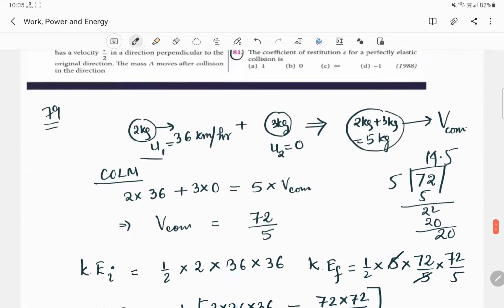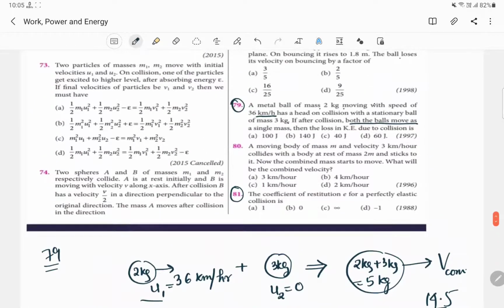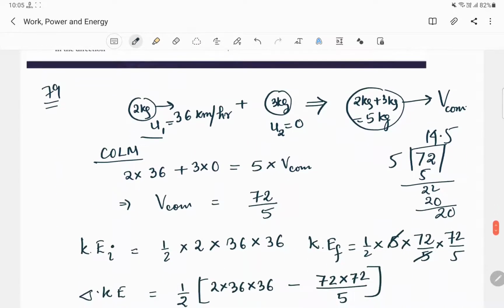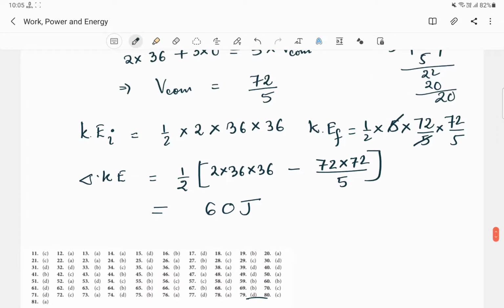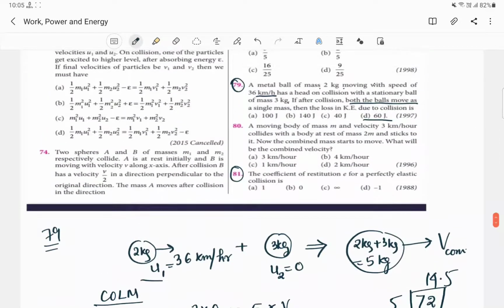After simplification we will get our answer for this question number 79, option number D. Our answer will be approximately equal to 60 joule. It will be equal to 60 joule. If you calculate it later on using a calculator, you will get the same answer. Now let us go through the last question.